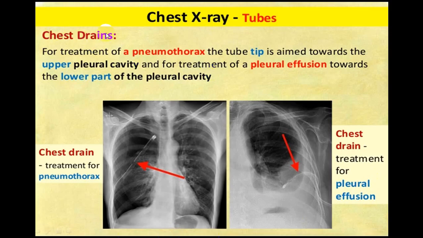Chest drainage tubes. Usually chest drainage tubes are put in a person who develops, very commonly, empyema, pneumothorax, hemothorax, or a combination such as hydropneumothorax, hemopneumothorax, pyopneumothorax, etc. In those conditions, you usually put a chest drainage tube. This is a chest drainage tube. You can see this is a chest drainage tube.